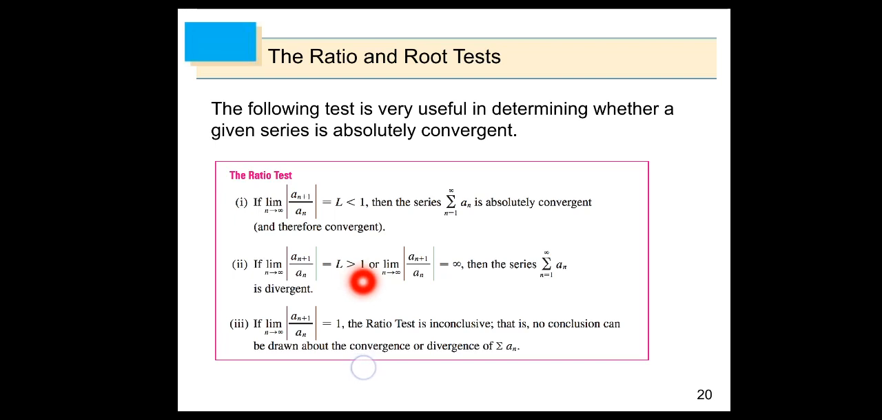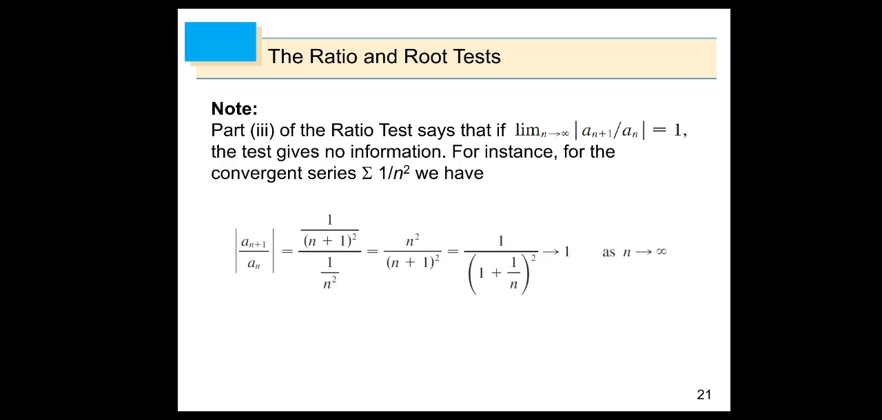That means we will not be able to conclude this particular test, and we cannot draw a result about convergence or divergence of this series. So these are the three conditions we have in our ratio test. We have to find the value of L, and if L is greater than 1, it is divergent. If L is less than 1, it is convergent, and if it is equal to 1, it is inconclusive. We cannot find any conclusion for this series.